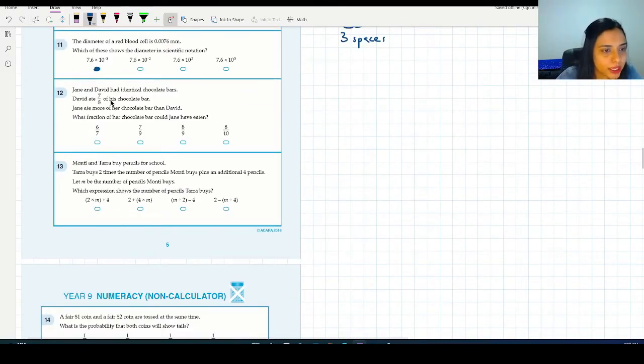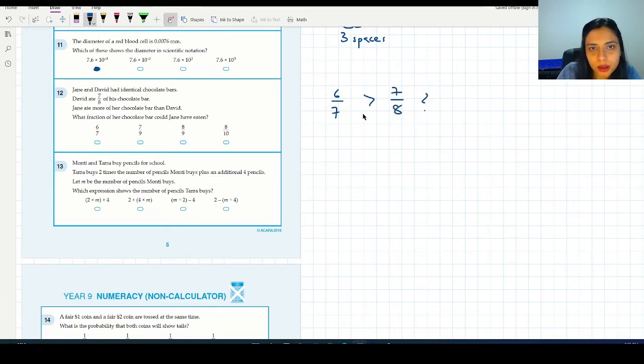Number 12, Jane and David had identical chocolate bars. David ate 7/8 of his chocolate bar. Jane ate more of her chocolate bar than David. What fraction of her chocolate bar could Jane have eaten? So we really want to check which of these fractions are bigger than 7/8. So let's compare with the first option. So 6 out of 7, is that bigger than 7 out of 8?